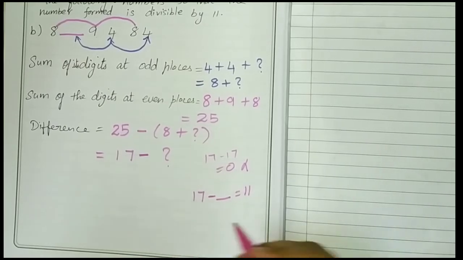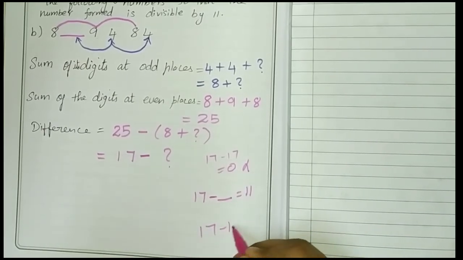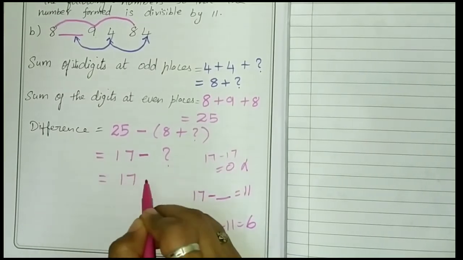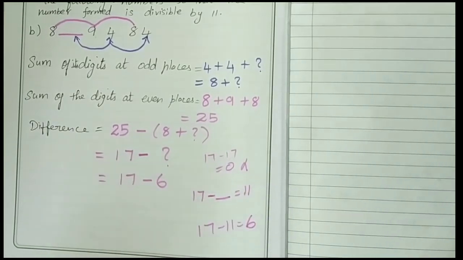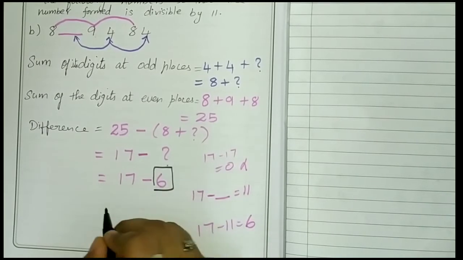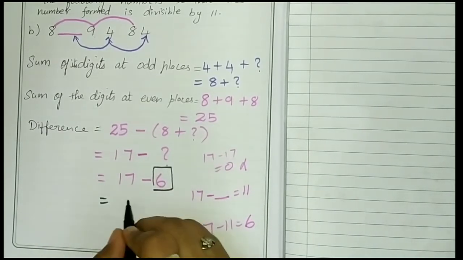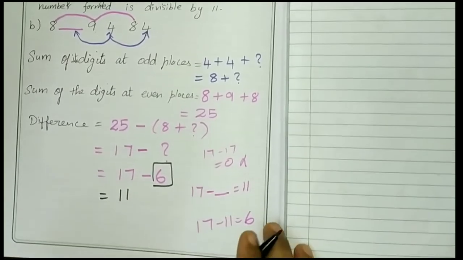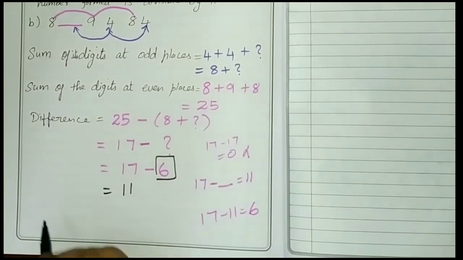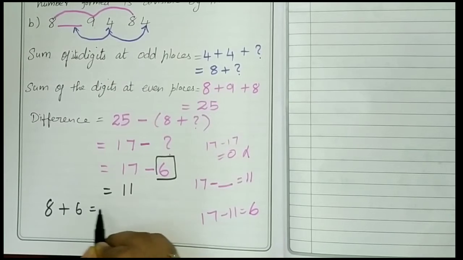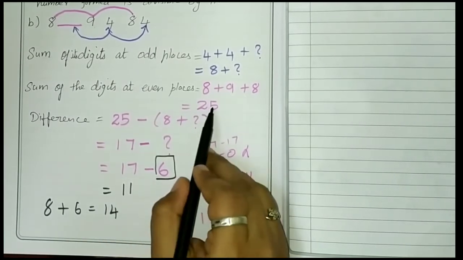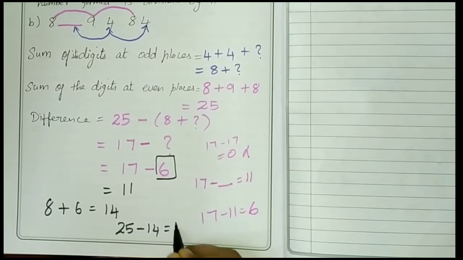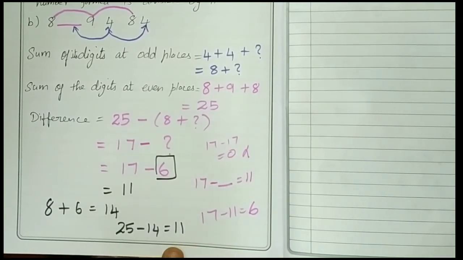So how will you find it? Very easy. 17 minus 11, it is 6. So 6 is my required number. So 17 minus 6 is nothing but 11. If you want, you can check this. The blank space is what? 8. 8 plus 6, it is nothing but 14. So in the even places what am I getting? 25. 25 minus 14, what difference am I getting? I am getting it as 11.